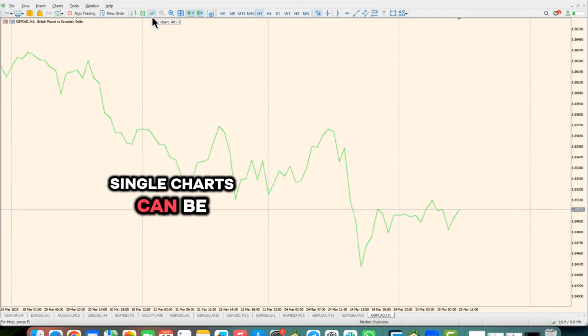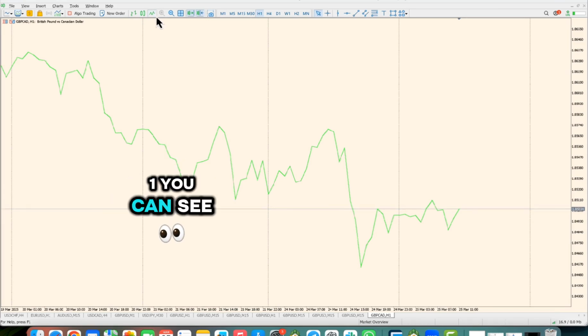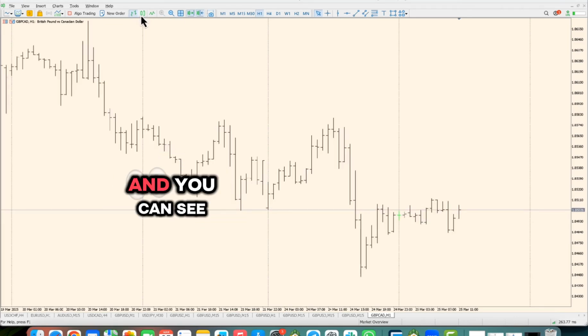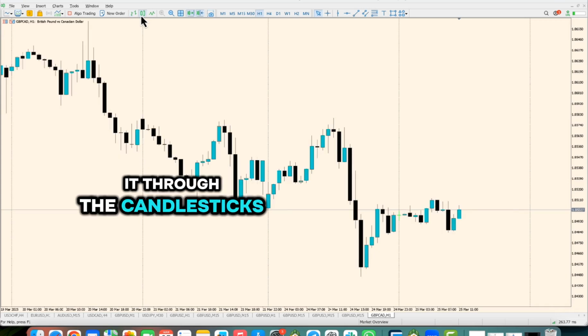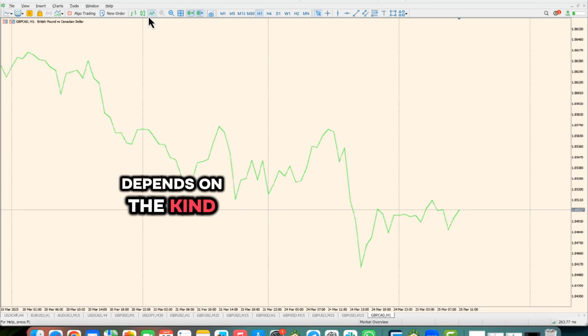Seeing your charts can be done in three ways, which is popular on both MT4 and MT5. One, you can see your charts through the line chart, you can see it through the bar chart, and you can see it through the candlesticks. And these three are very powerful, depending on the kind of trader you are.